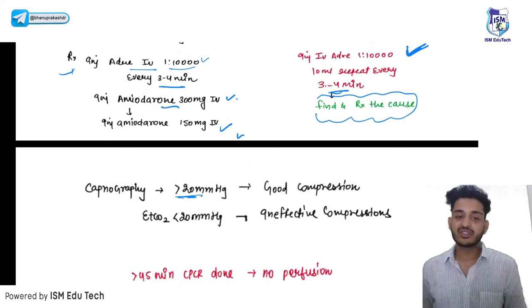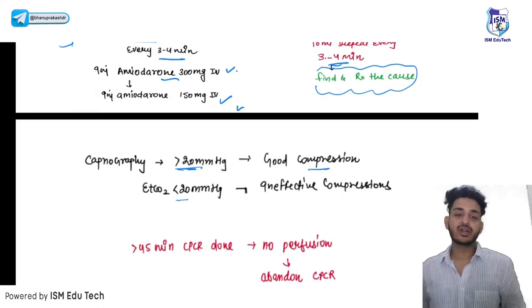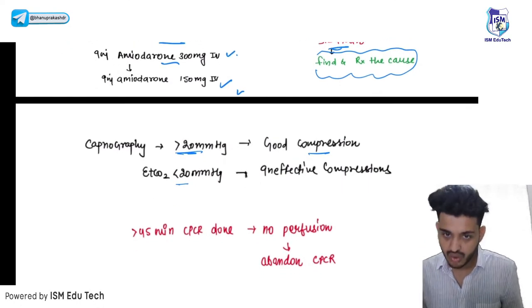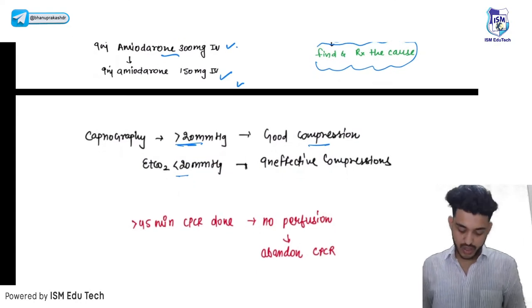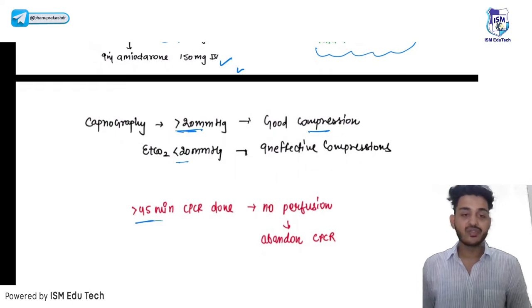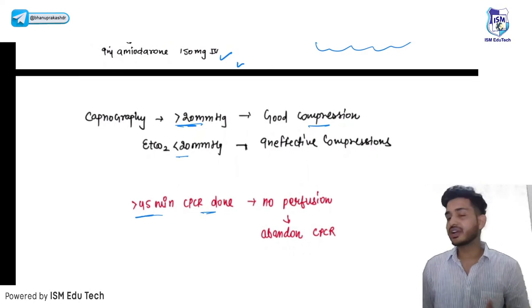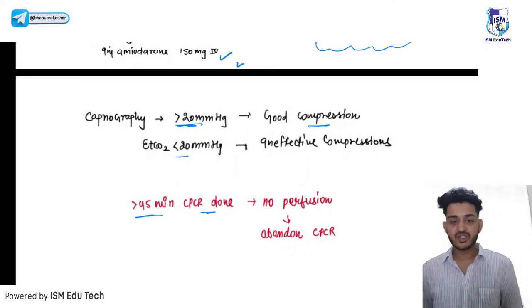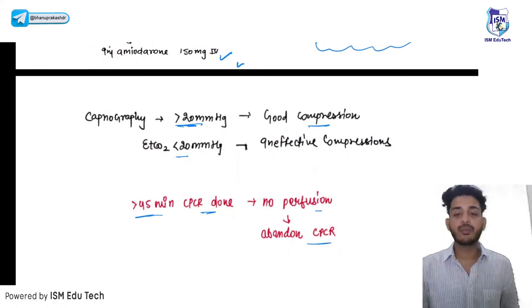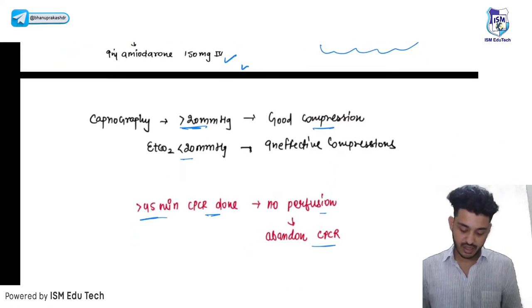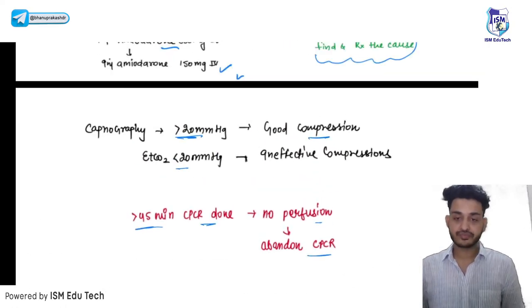If the value is more than 20, that means it is good compression. If the value is less than that, that means the compressions are not effective, and the value rising indicates spontaneous ventilation. Okay. We will need to continue the CPR for like 45 minutes, and if after continuing CPR for 45 minutes circulation is still not restored, the patient cannot be restored, then we need to abandon the CPR. Okay. So this was about the CPCR.